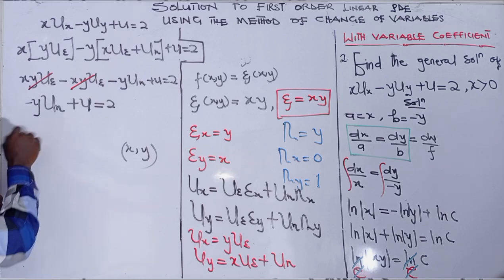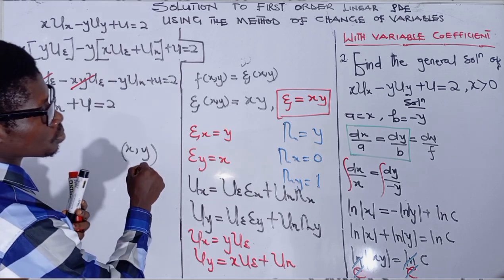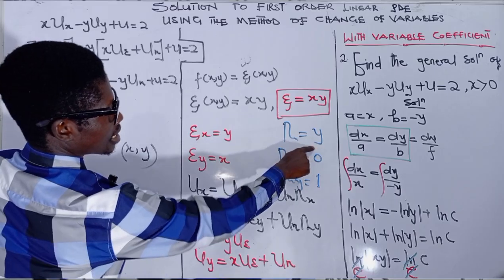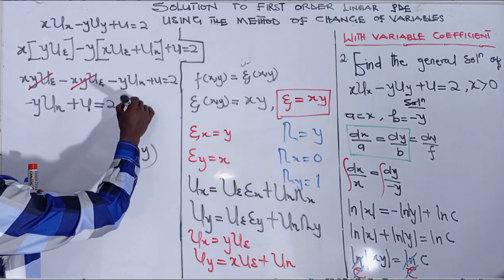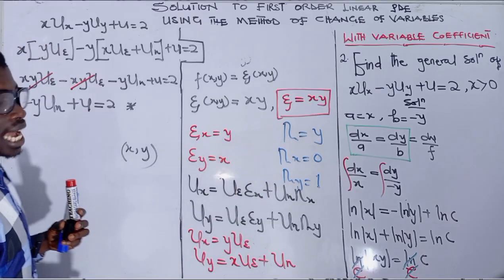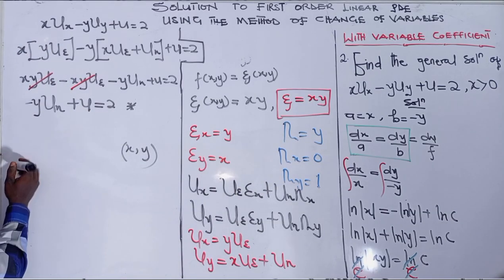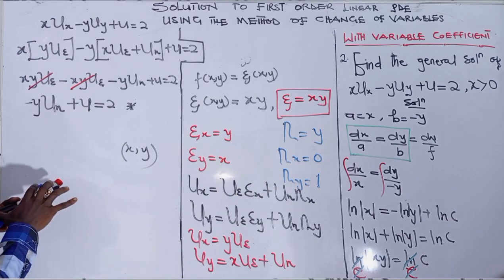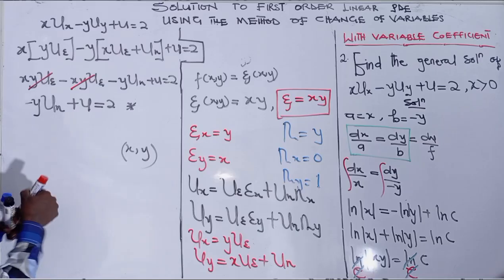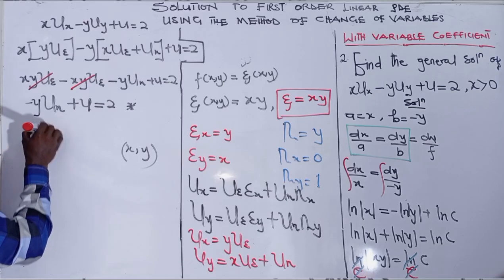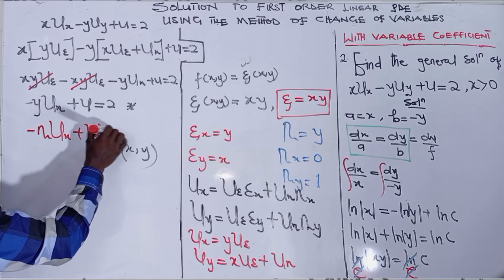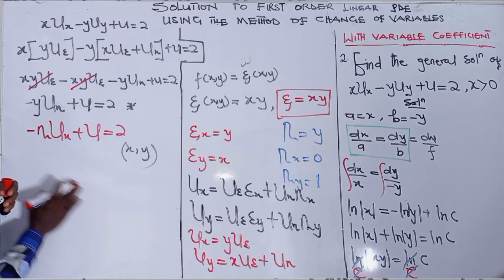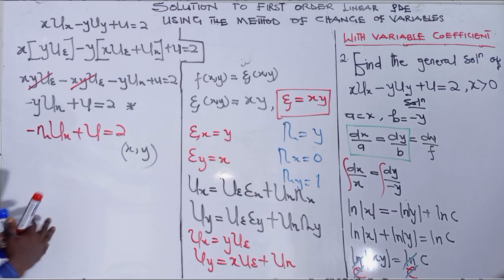So you know that y is given as what? y is given as η. So it means that wherever we see y in this equation here, we can plug in what? η. So here we are going to write it as minus η uη plus u is equal to 2. Very, very easy and then simple.